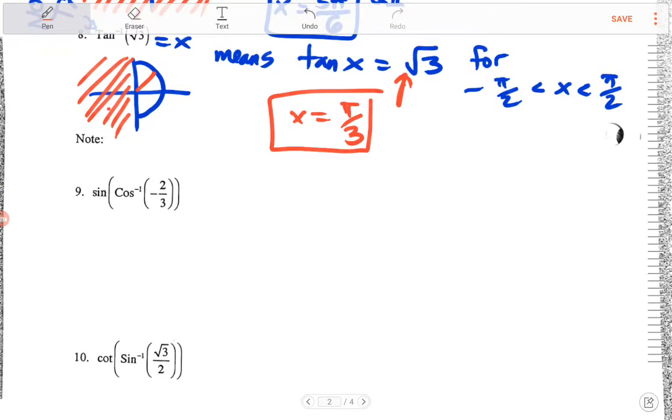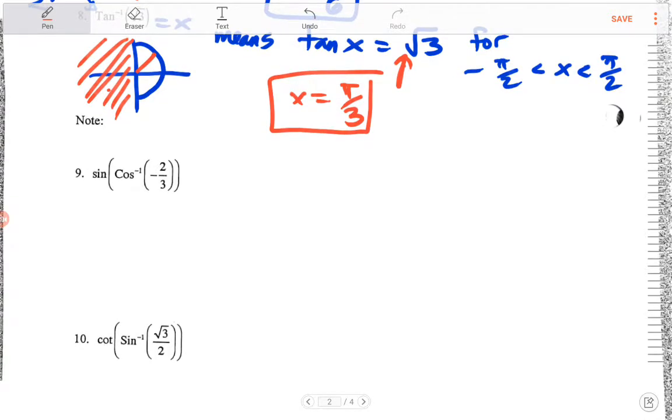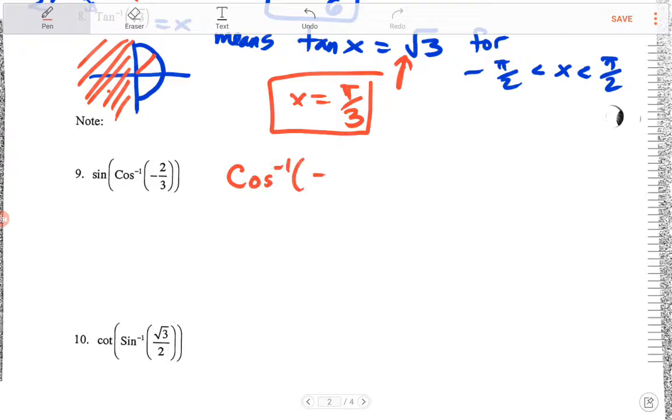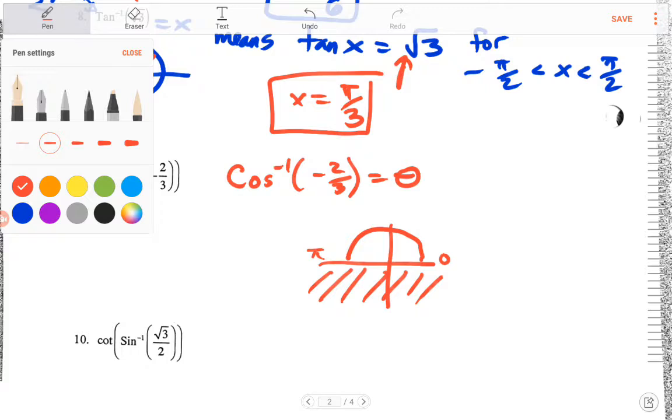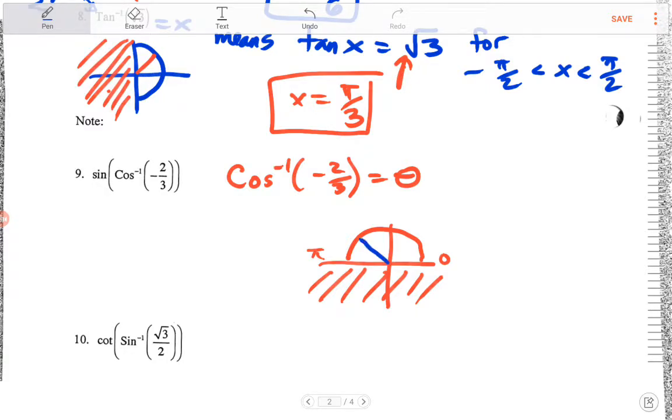Alright, so let's go to a couple of these different problems now. What we have to do is go with a two-step approach here. Let's first solve the inside part and then solve the outside part. So if we know that the inverse cosine of negative 2/3, what we're going to get is an angle measure. Keep in mind because it's inverse cosine, that's going to occur within quadrant 1 and quadrant 2 because this restricted domain was from 0 to pi, so we don't want anything here. In order to have a cosine that is negative, we definitely know that that's going to be in quadrant 2.